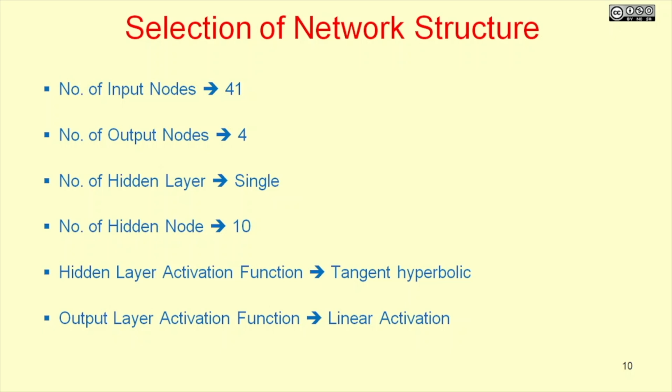What is the activation function used in the hidden layer? It is the tangent hyperbolic function. And what is the activation function used in the output layer? It is the linear activation function. So, this is the task of creating the neural network architecture to do the task of detecting the intrusions.